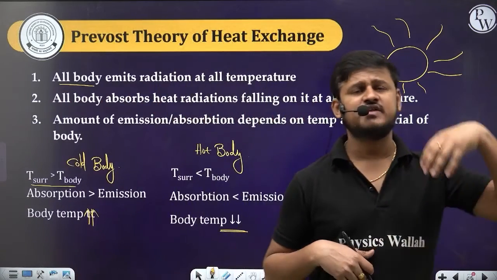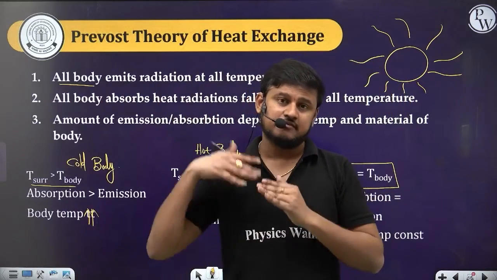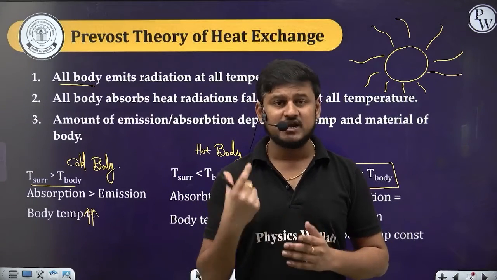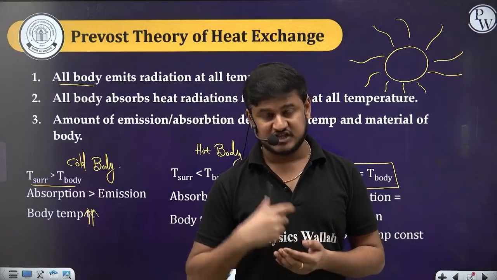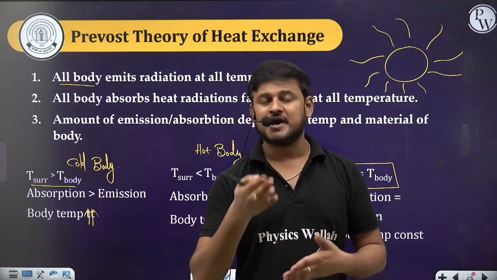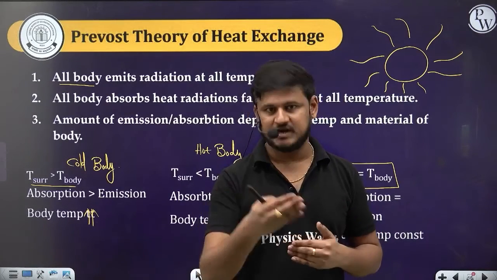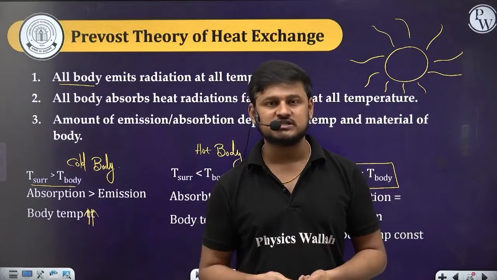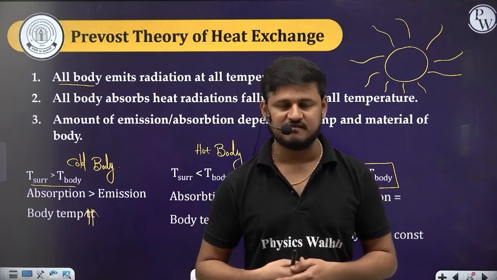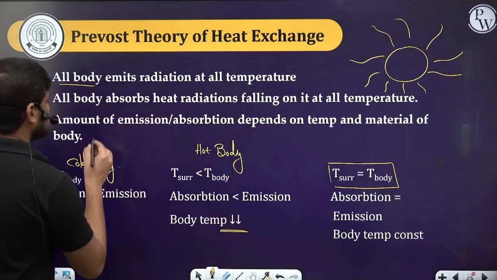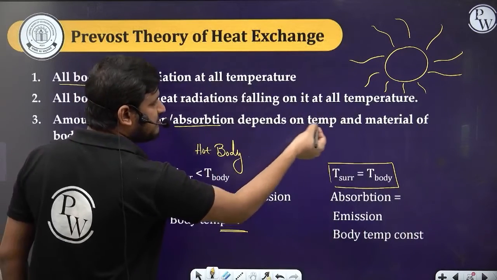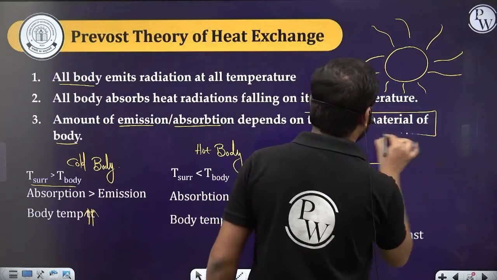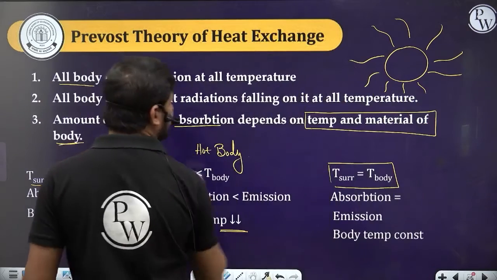Understood? Every body in the universe can absorb and can emit. But depending on the temperature with respect to the surroundings, the body may absorb or emit, or sometimes its temperature might be constant with the surroundings. An equilibrium condition might also arise. Understood this part? The amount of emission or absorption depends on the temperature and material of the body. Important.